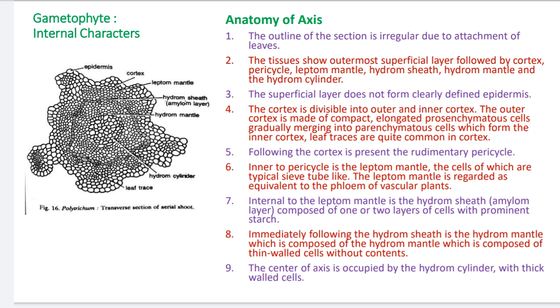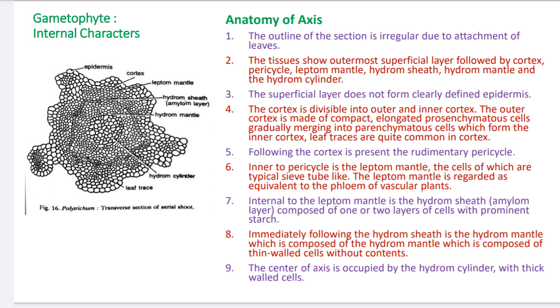The outer cortex is compact, composed of elongated prosenchymatous cells gradually merging into parenchymatous cells, which form the inner cortex. Leaf traces are quite common in the cortex.